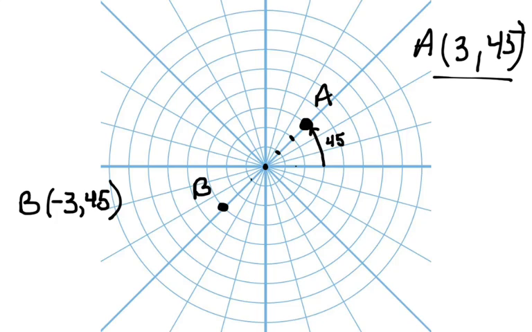Let's talk about what you said. Well, let's introduce this idea first. Look over at B. If I go up to 45 degrees, so I turn to 45, but I don't have a positive 3, right? I have a negative 3. So we go backwards 3.